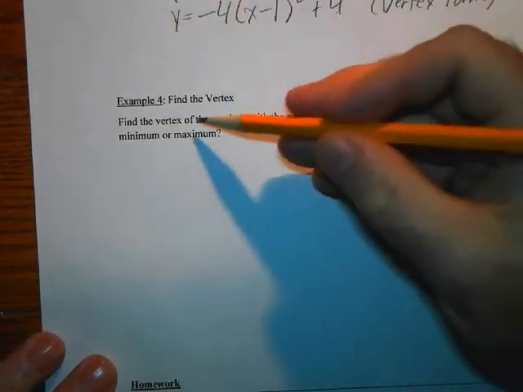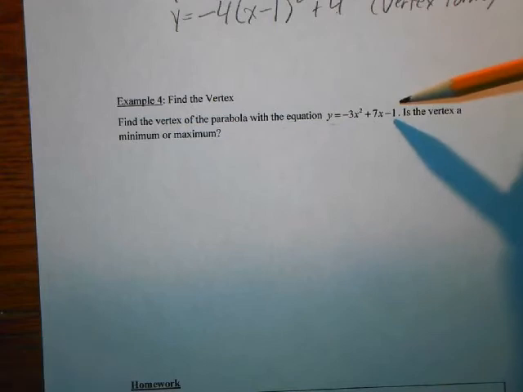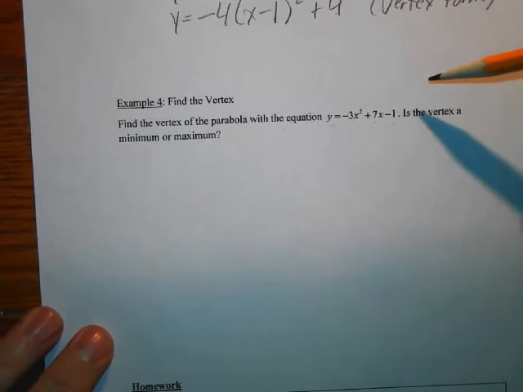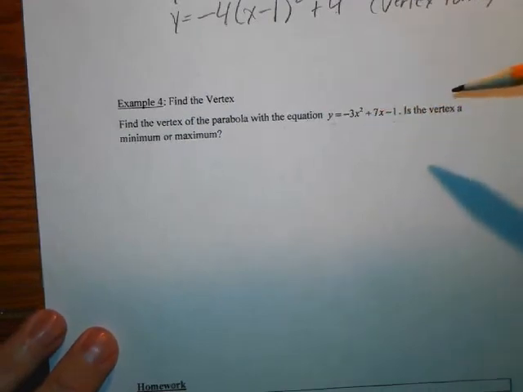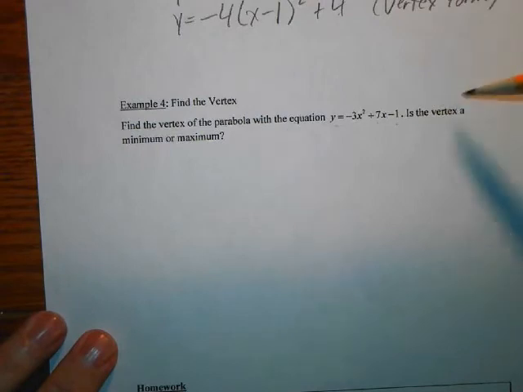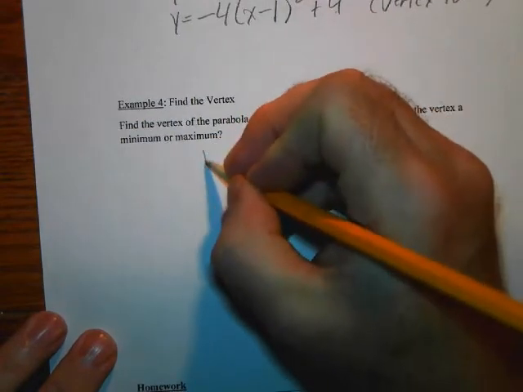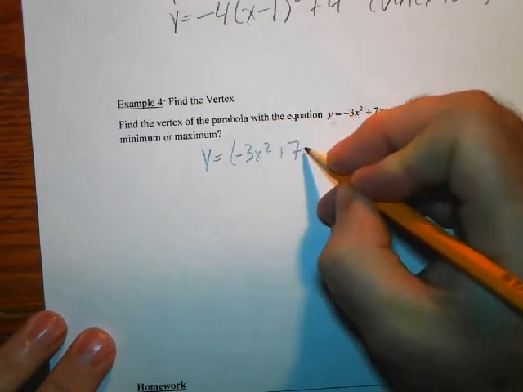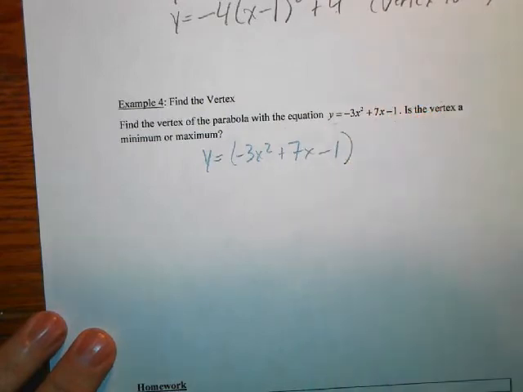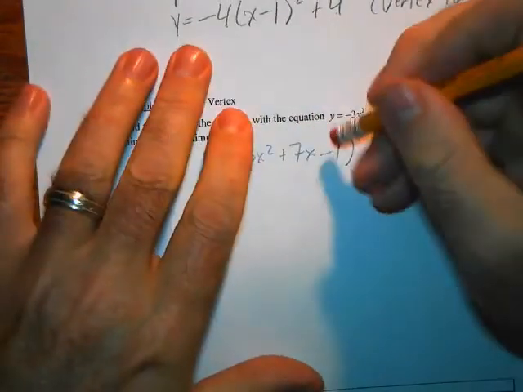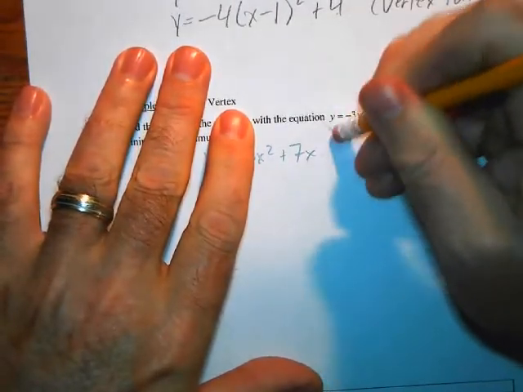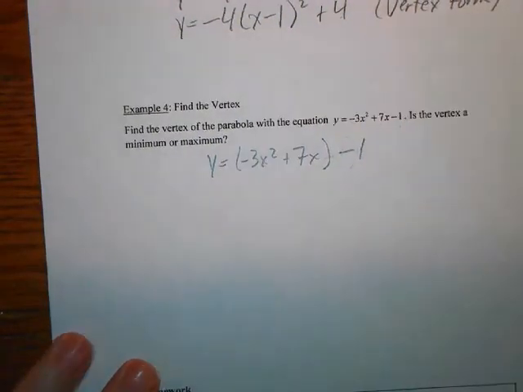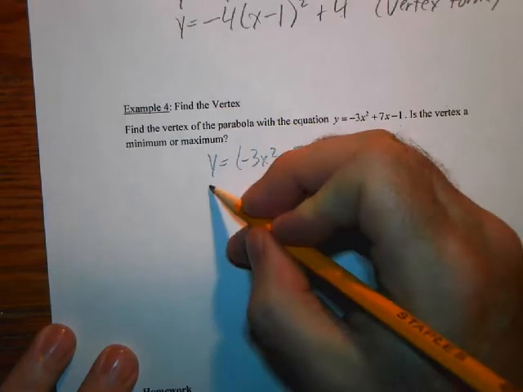Okay, so since we're trying to find the vertex and we have the equation in standard form, that means we're going to complete the square, turn it into vertex form, and grab the vertex from our h and k parameters. And then we'll answer this question at the end about a min or a max. So first step, put brackets around the first two terms. Brackets go just around the x squared and the x term, and the minus 1 comes outside. Okay, next step is we factor out the negative 3.